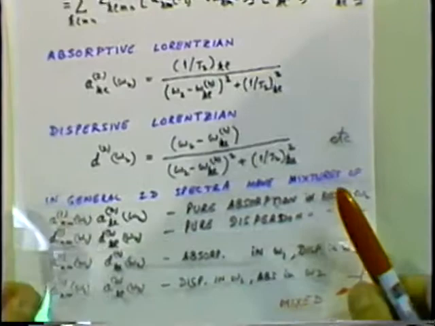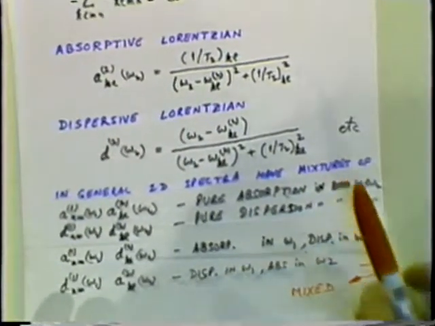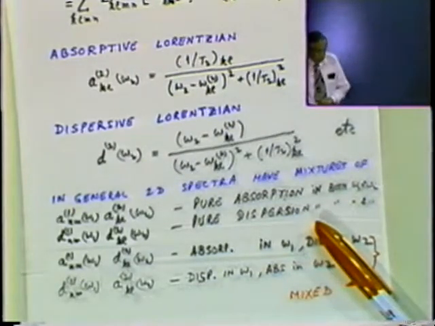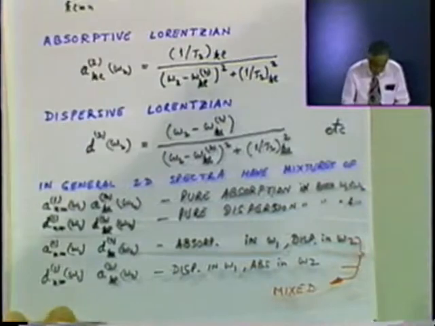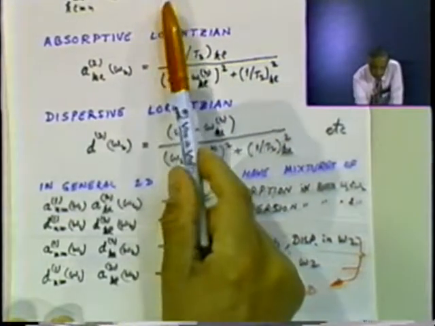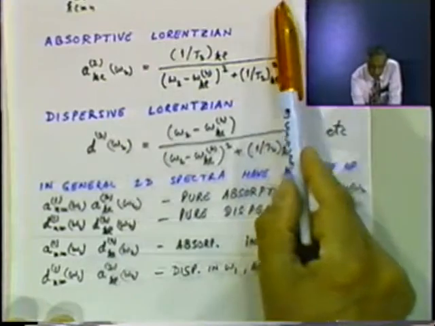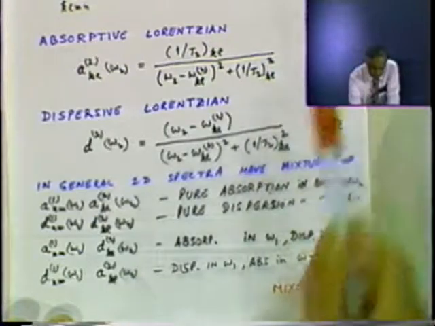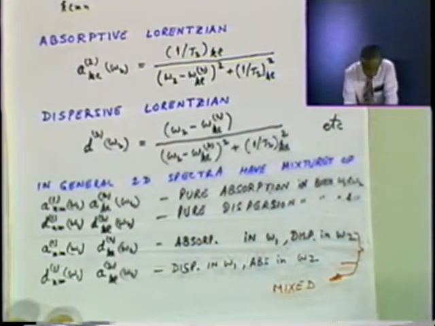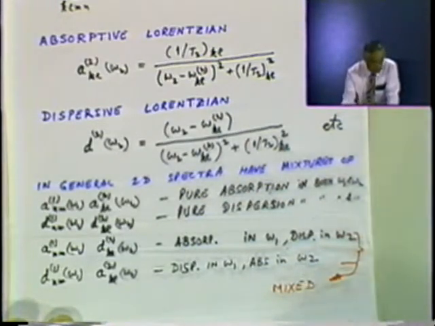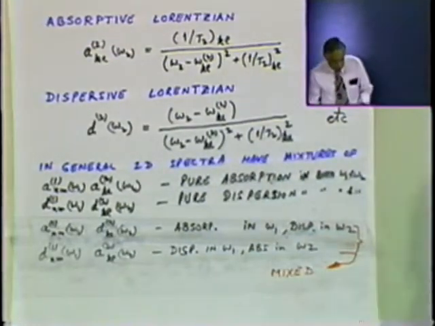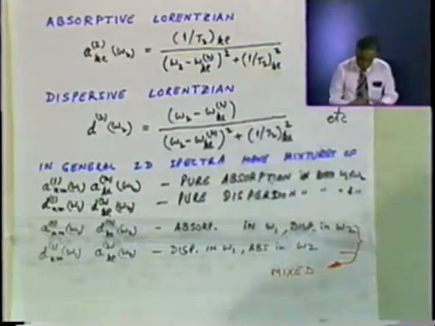It so happens that the signals in liquids, weakly interacting systems, are generally Lorentzian. In solids, they are generally Gaussian. So we will have terms with A in one domain and A in the other domain. There's a pure absorptive term in both omega 1 and omega 2. We'll have terms DD, which are purely dispersive in omega 1 and omega 2. We have A and D terms, which are mixed, and D and A terms, which are mixed in omega 1 and omega 2 domains. So we can have pure absorptive, pure dispersive, or mixed.